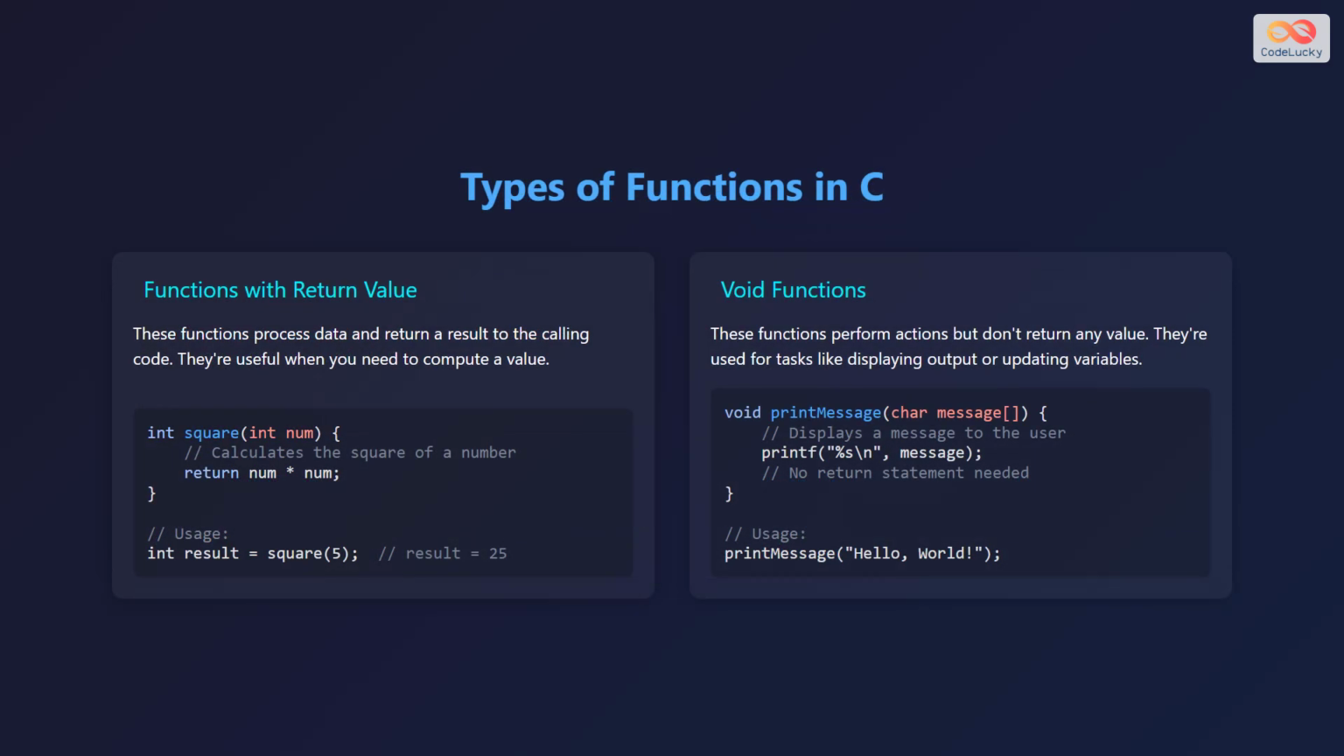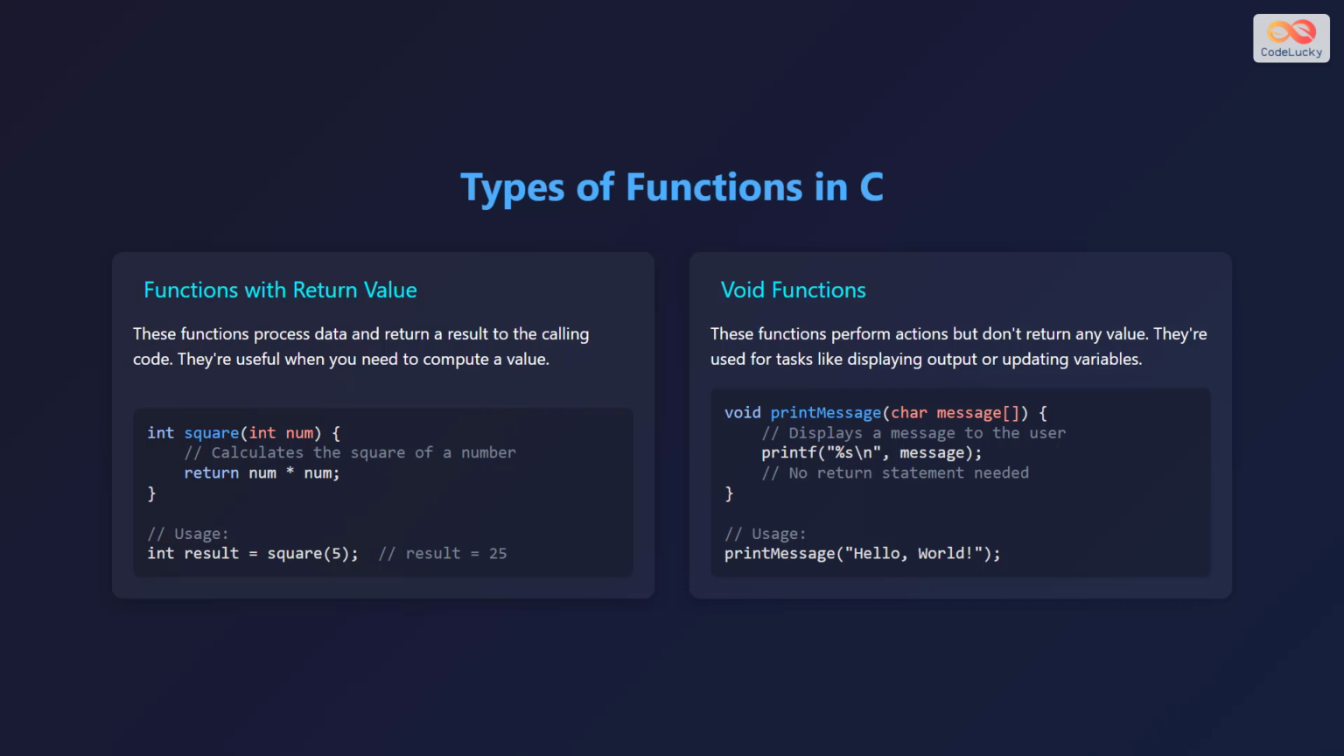Let's explore the different types of functions in C. There are two main types: functions with return values and void functions. Functions with return values process data and return a result to the calling code. These are useful when you need to compute a value and use it elsewhere in your program. For example, the square function takes an integer number as input, calculates its square, and returns the result as an integer.